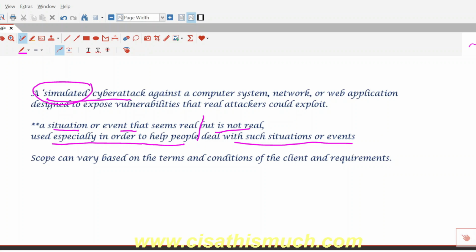So we are ourselves exploiting our internal systems by getting access, and we are creating this as a simulation. This is not a real attack, this is a simulated attack against a computer system, network or web application designed to expose vulnerabilities that real attackers could exploit. So what real attackers could do, we are doing ourselves, so that our ultimate purpose is to improve our security posture overall.